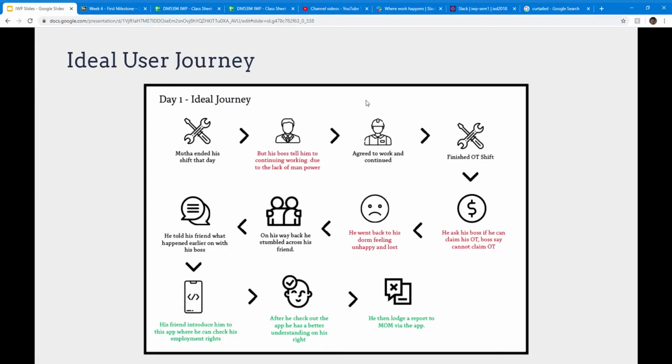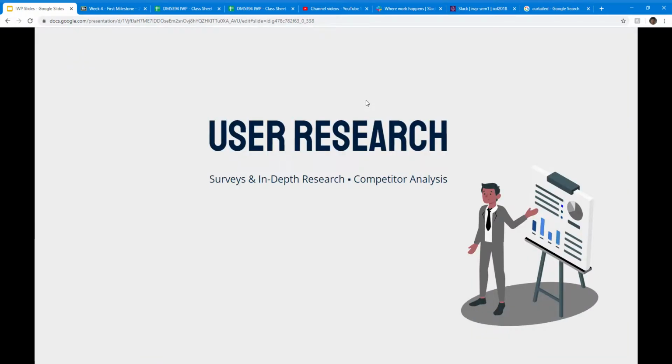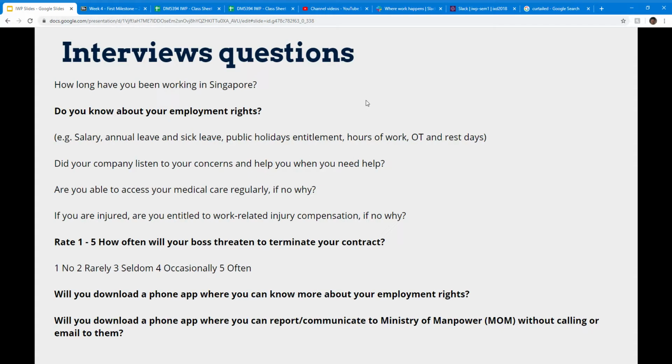So the ideal user journey would be that when he's heading back to his dorm, he stumbles across his friend, and then he tells his friend what happened earlier with his boss. His friend introduces him to this app where he can check his employment rights. After he checks out the app, he has a better understanding of his rights. He then proceeds to launch a report to MOM via the app. So moving on to the user research, these are some of the interview questions.